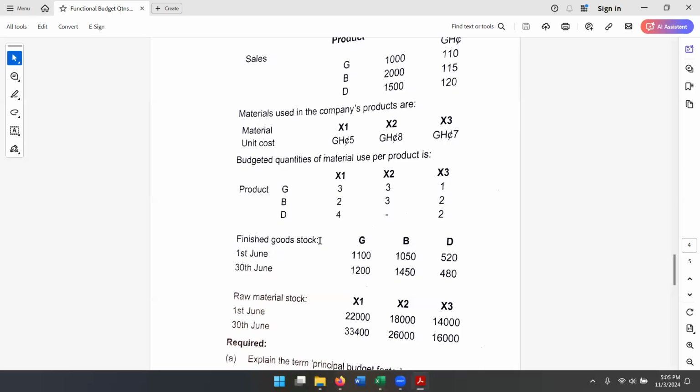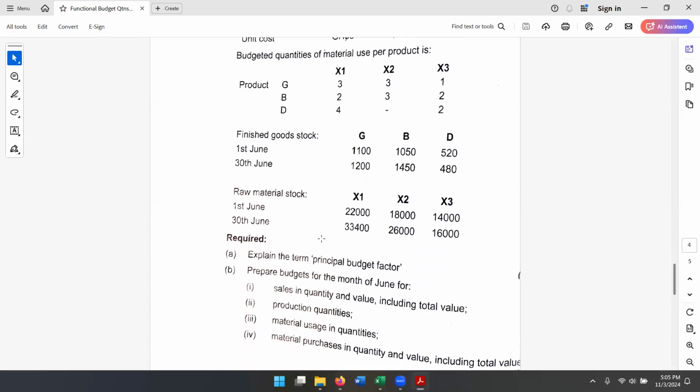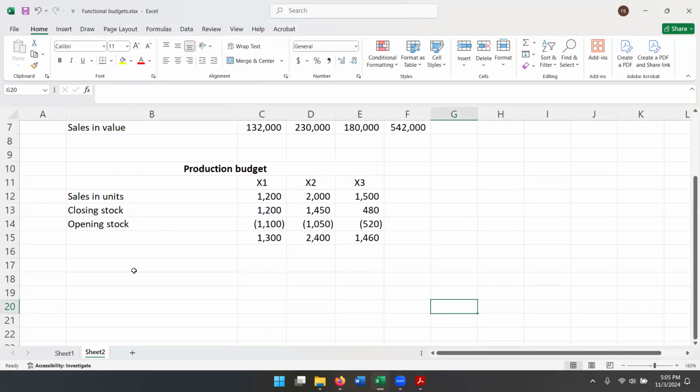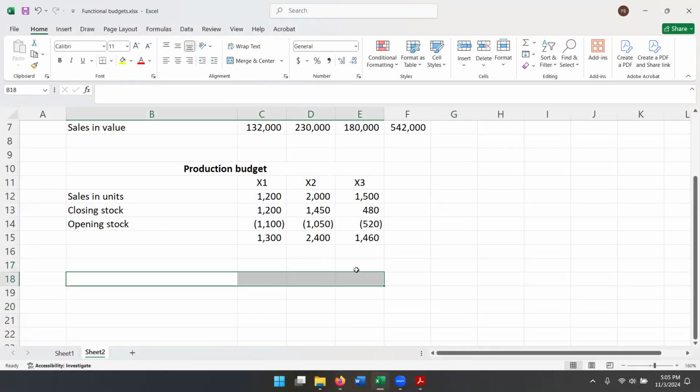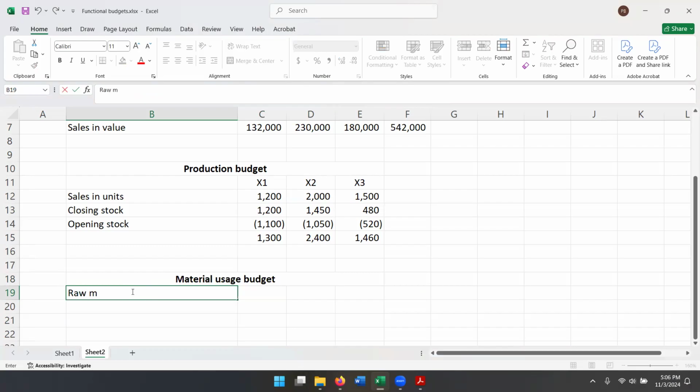All right, let's move on to look at the next one, which is what? Material usage in quantity. Material usage budget. So we start with the raw material usage.